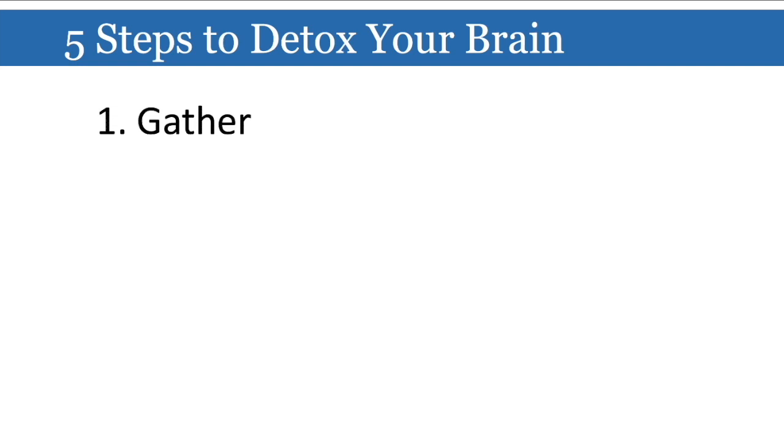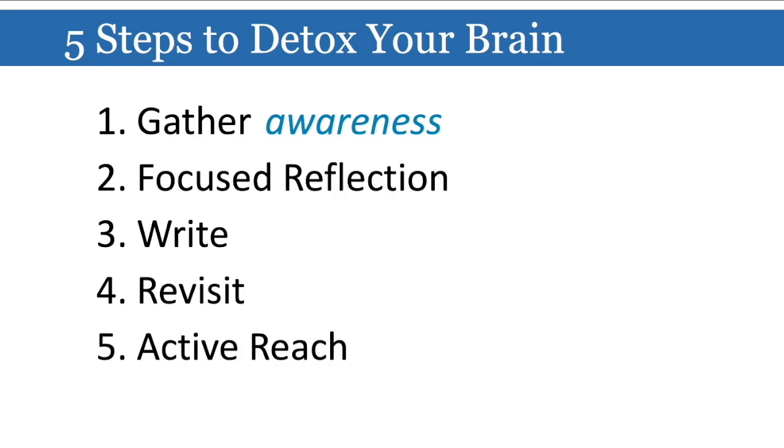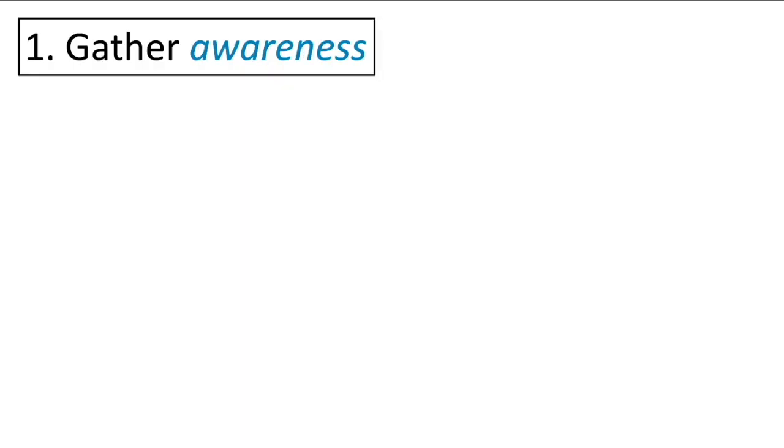Number one is gather. But gather what? Gather awareness. I'm just going to mention it now and then go through it a little bit more later. The second is focused reflection. Third, you write about your thoughts and you revisit what you write. And the last one is active reach. All right, so those are the 5 steps.